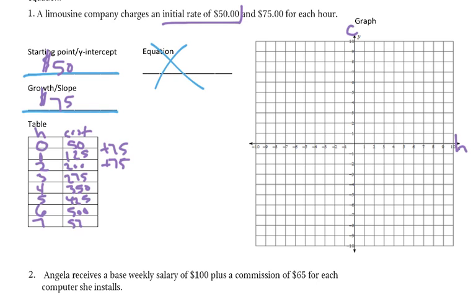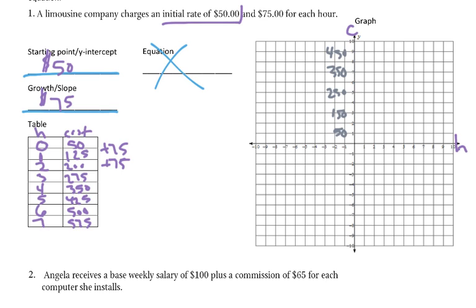And 7, 575. Now, if I'm going to graph this, I'm going to have to change my scale, right? So the hours down here is fine to be 1 through 7. But going up here, I'm going to have to change my scale. Let's change it to 50. And then that'd be 150, 200, 250, 300, 350, 400, 450, and so on.